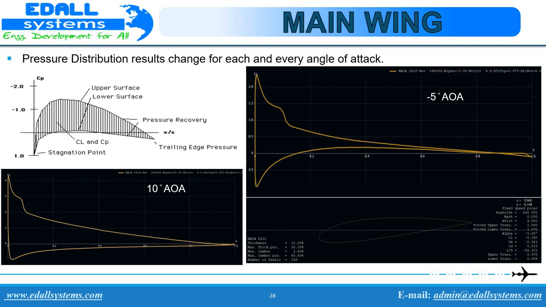When it comes to the stagnation point, it occurs near the leading edge. It is the point where the velocity is 0. Note that in incompressible flow, the coefficient of pressure is equal to 1 at this point.